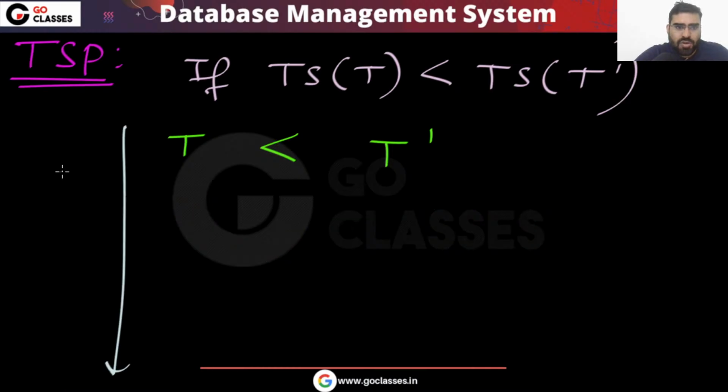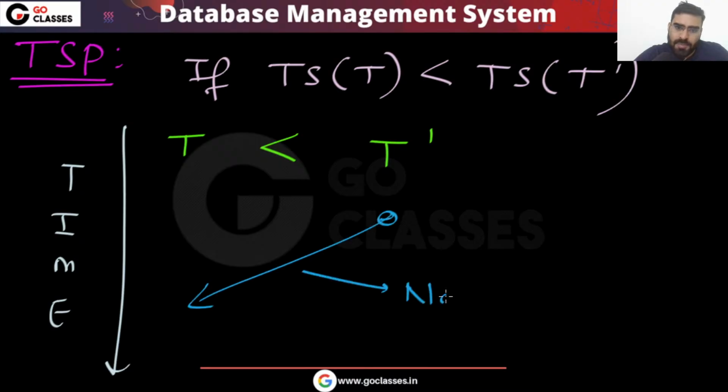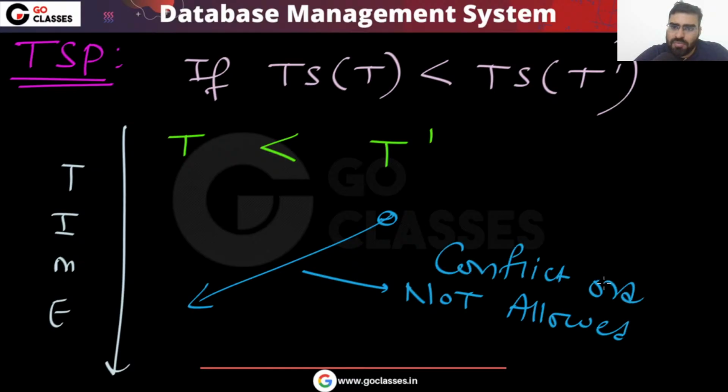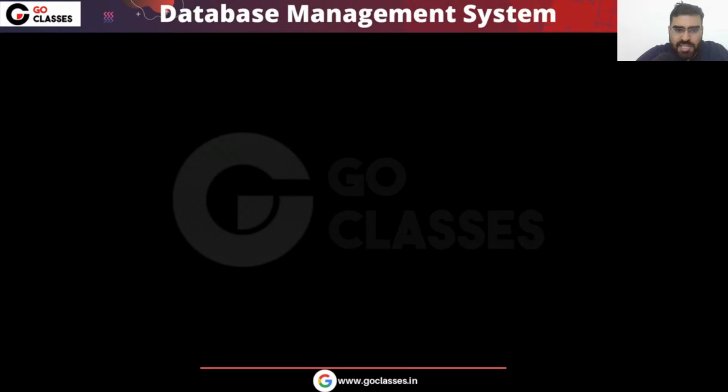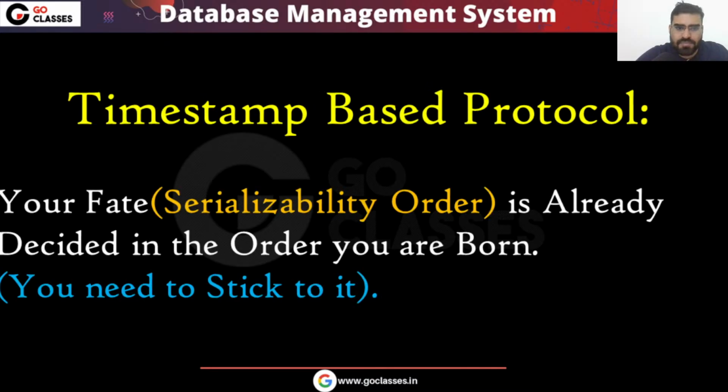Similarly, in this order the time is going backwards, so this type of conflict order is not allowed. This is a simple concept. I hope you understood it. Everything is predetermined in TSP: conflicts should happen in this order, the order of their arrival.